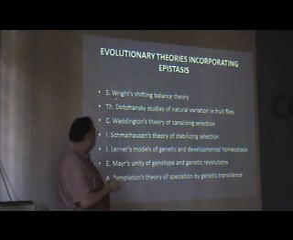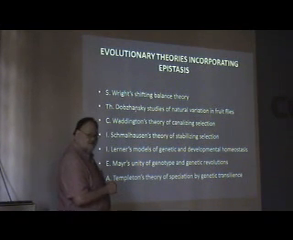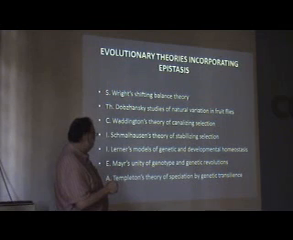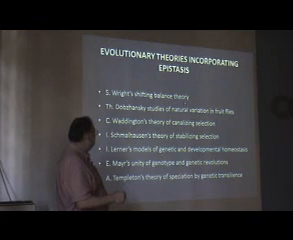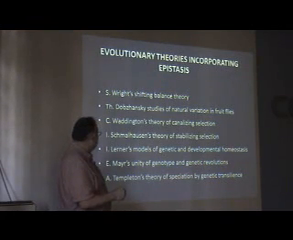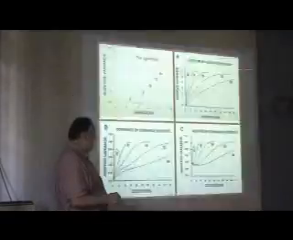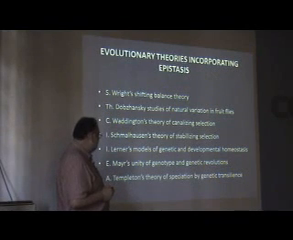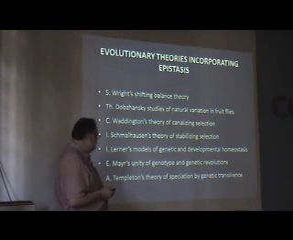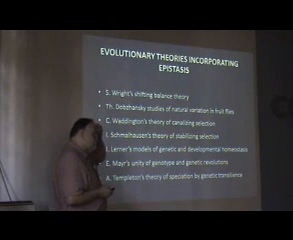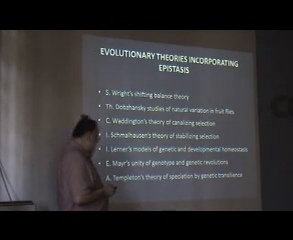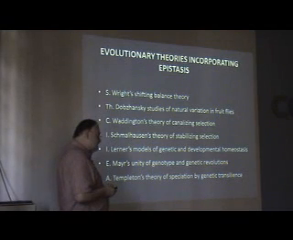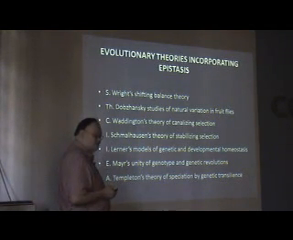Sewall Wright's shifting balance theory. Theodosius, you guys know Theodosius Dobzhansky, right? The father of Brazilian genetics. His studies of natural variation in fruit flies were an attempt to show the value of Sewall Wright's shifting balance theory of evolution. Conrad Waddington's theory of canalizing selection. Schmalhausen's theory of stabilizing selection. Lerner's models of genetic and developmental homeostasis. And also Ernst Mayr's ideas of unity of the genotype and genetic revolutions.